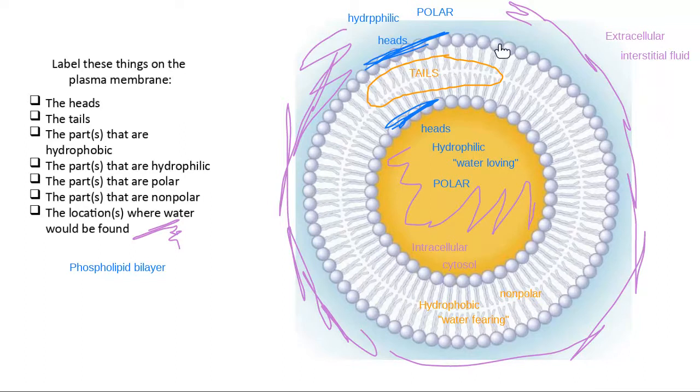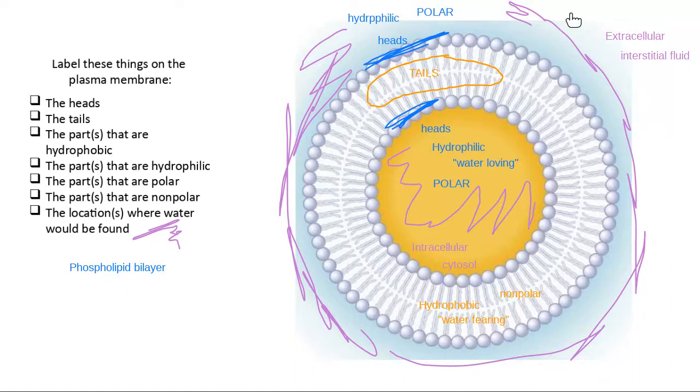Who gets to decide, the heads or the tails? Yeah, exactly. The part of the membrane that gets to decide if we get in or out are the tails, this middle part of the membrane. I was chatting with someone in office hours. Think about these tails kind of like legs.